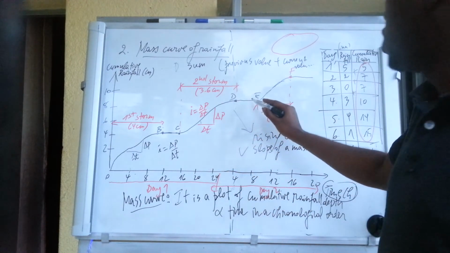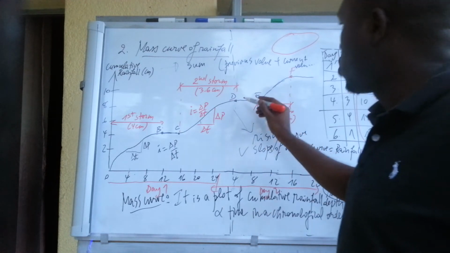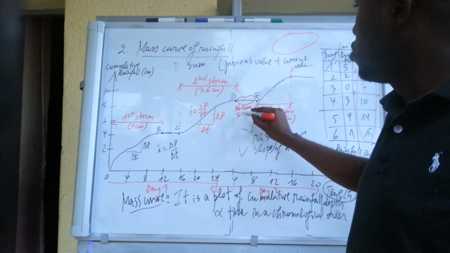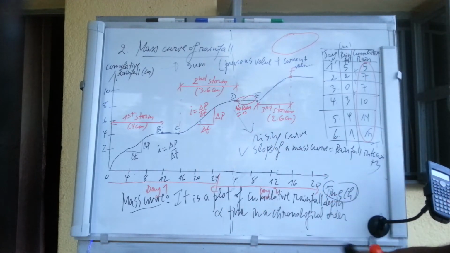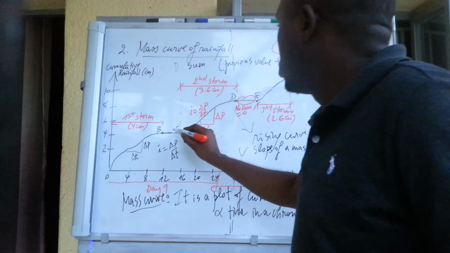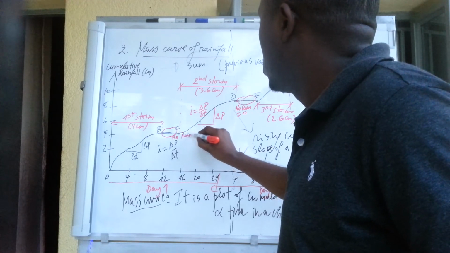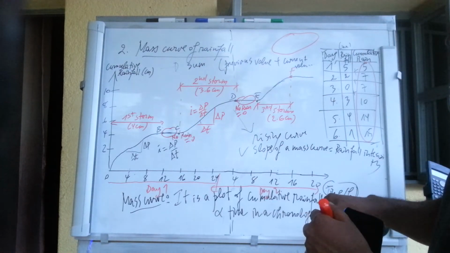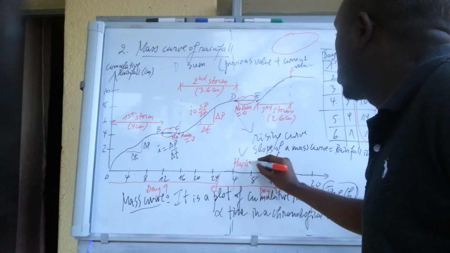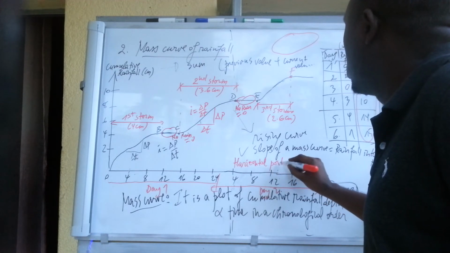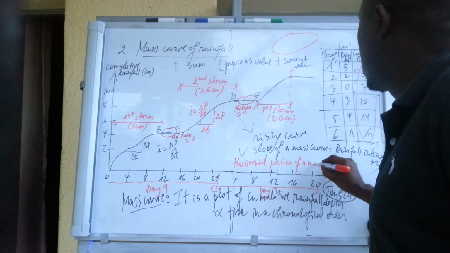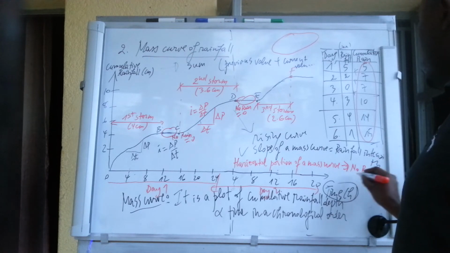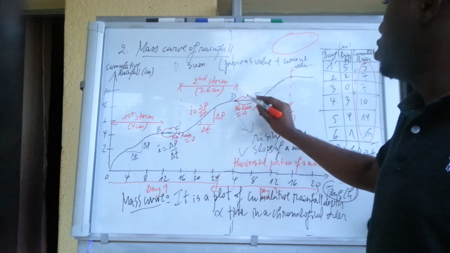So in this part where we have just a horizontal line, it means there was no rainfall. The rain was 0 when it is horizontal. So when we have a horizontal line, it means that there was no rainfall. The horizontal portion of a mass curve indicates that there was no rain, or in other words, the rain was 0. So here the rain was 0.